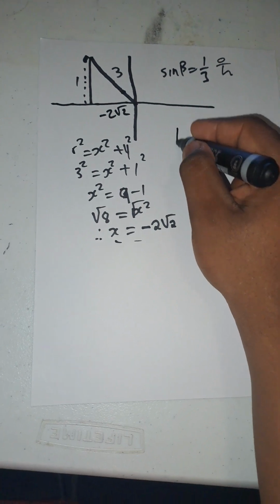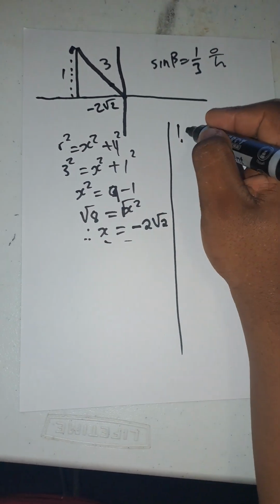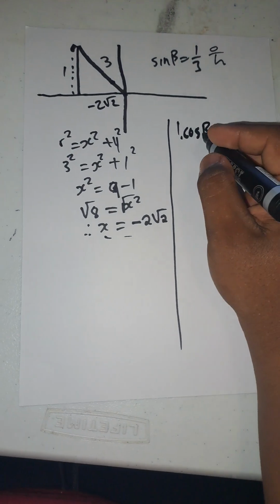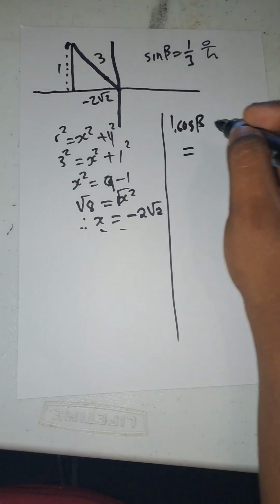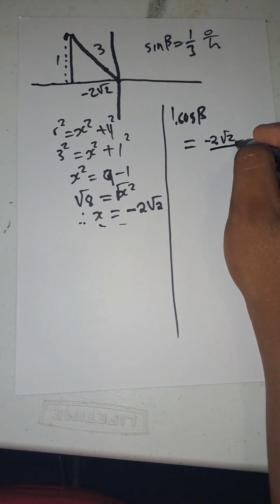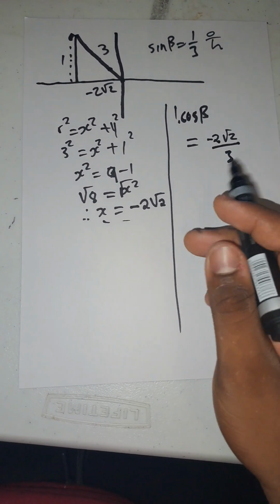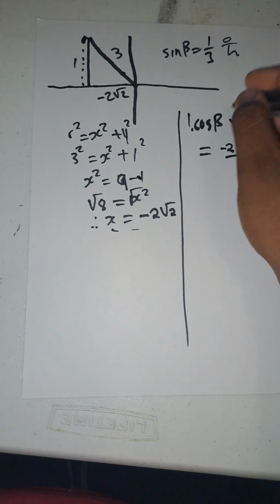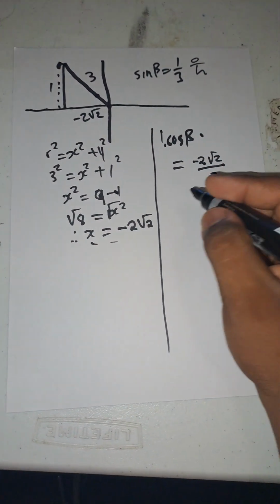Now the first question, number 1, they want cos b. Cos is simply adjacent over hypotenuse. So what is my adjacent? Negative 2 root 2 over hypotenuse 3. Then you're done, you got your cos b, right? And I think you're going to get 3 marks for the calculations on this one.